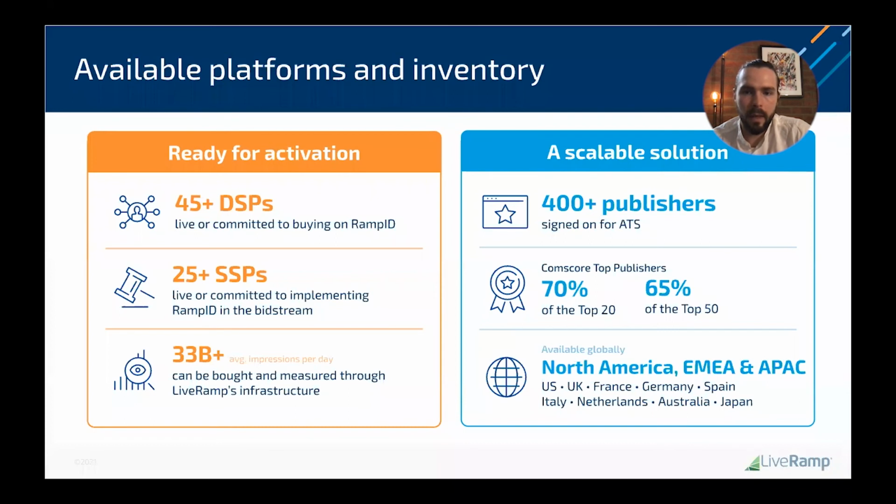That said, we have here a few stats to outline how broadly RampID has been spread so far. Starting off on the programmatic side, we have already over 45 DSPs and over 25 SSPs who are either live or committed to buying on and decisioning on the RampID, meaning that most of the larger ad tech providers out there are already using this ID actively. And what this is basically showing is, in terms of total bid requests going through, we already have over 33 billion daily requests today that can be bought and measured on RampID.